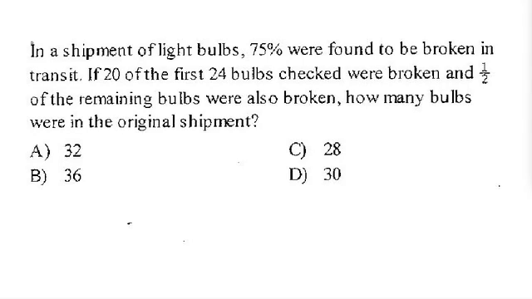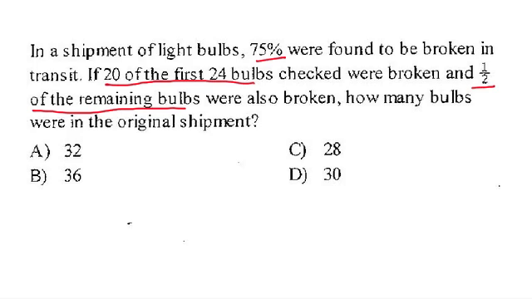Okay, so in this question, they tell us that there was a shipment of light bulbs, and in that shipment, 75% were found to be broken in transit. So we have some shipment, and a total of 75% of the bulbs were broken. And we're told that if 20 of the first 24 bulbs checked were broken, and one half of the remaining bulbs were also broken, how many bulbs were in the original shipment?